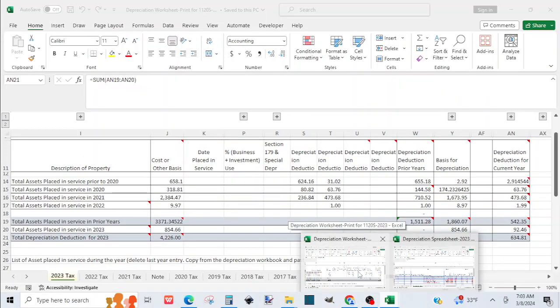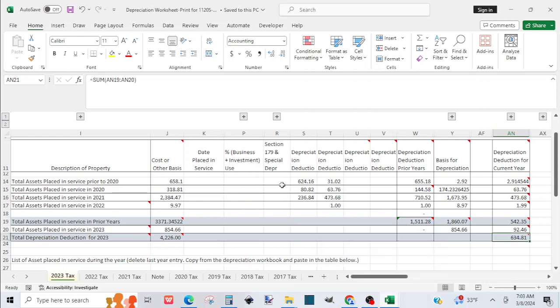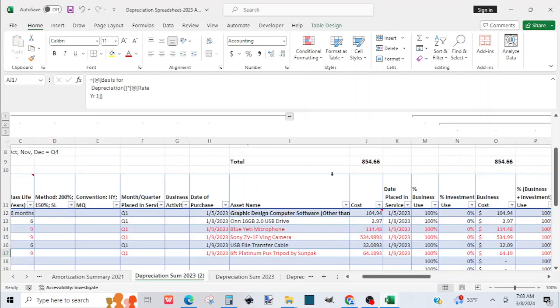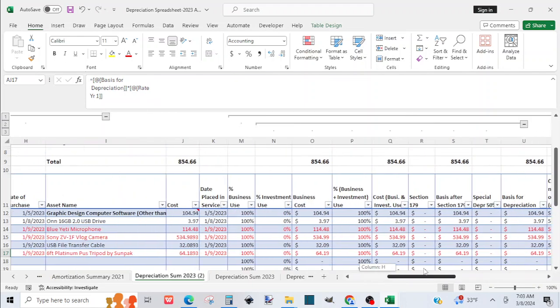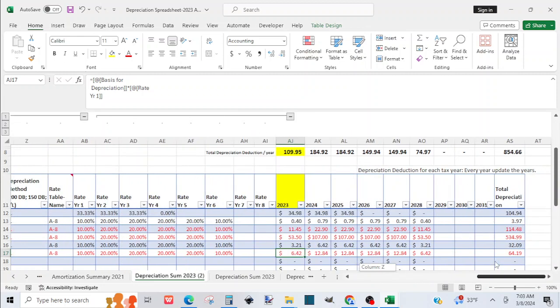And this summary worksheet does not come with the templates. The one that I just showed you at the Liberman download is just the one that will allow you to track your assets and calculate the depreciation for them as well.